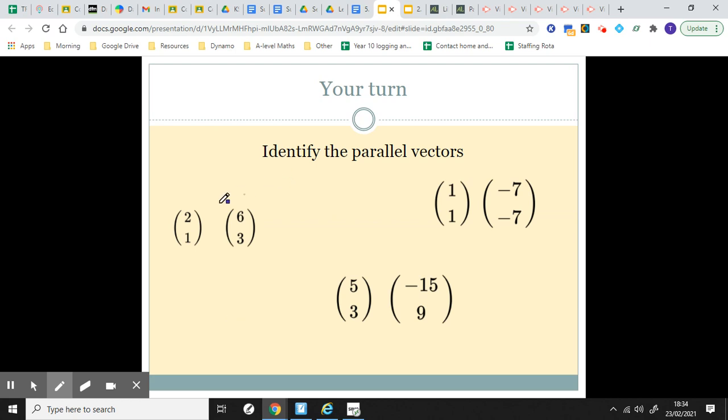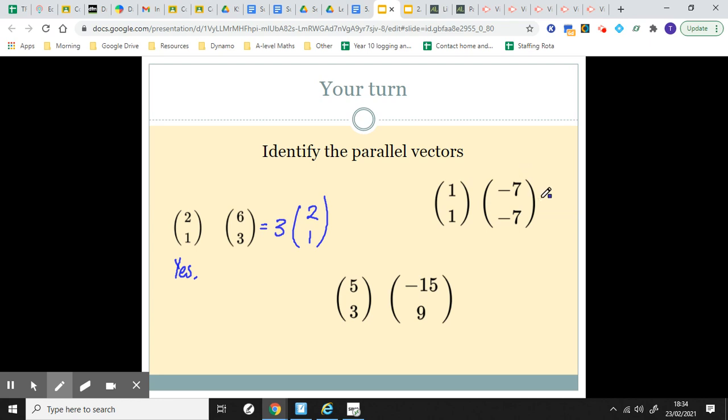Okay, first one then, 2, 1, 6, 3. Well, 6, 3 is 3 lots of 2, 1. 3 times 2 is 6, 3 times 1 is 3. And that vector 2, 1 is here. So yes, they are parallel.